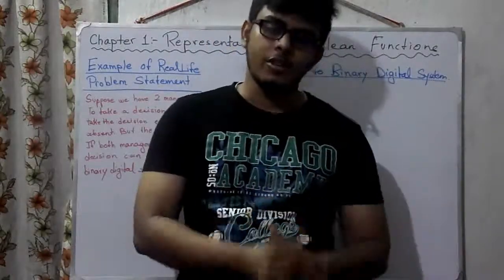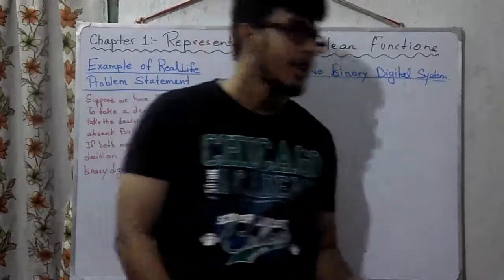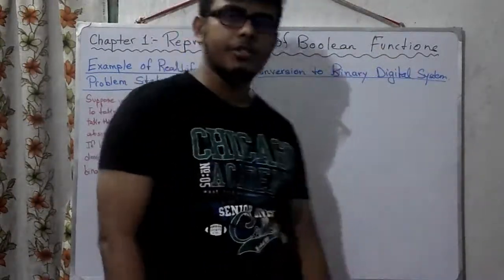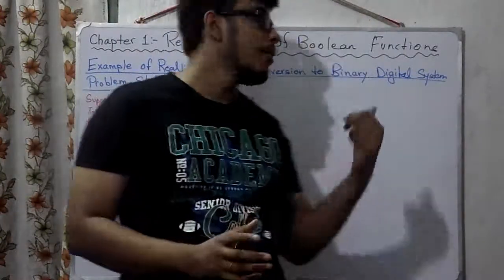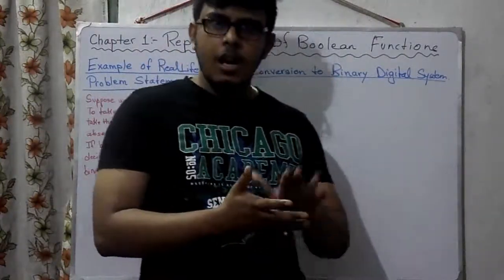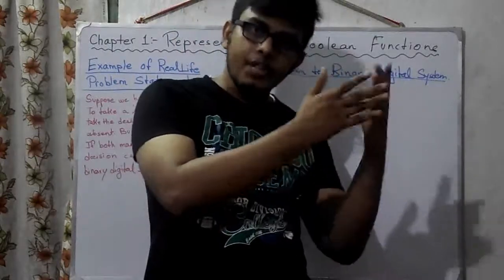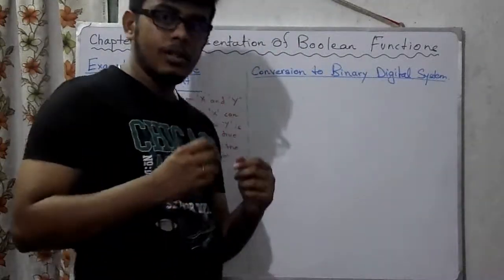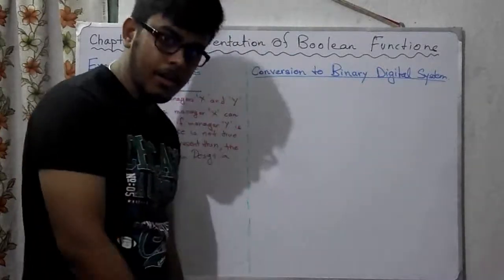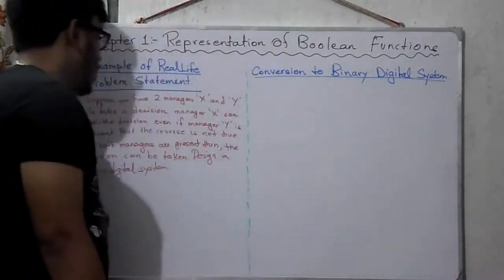We are actually studying the first chapter of digital electronics, which is the representation of Boolean functions. And we were discussing representing a real life problem in a binary digital system and in a truth table. So we are actually understanding an example. We will be understanding the process using an example that I have taken over here.